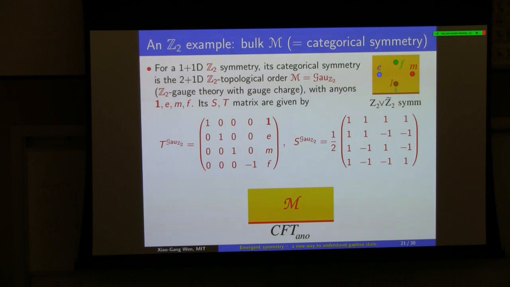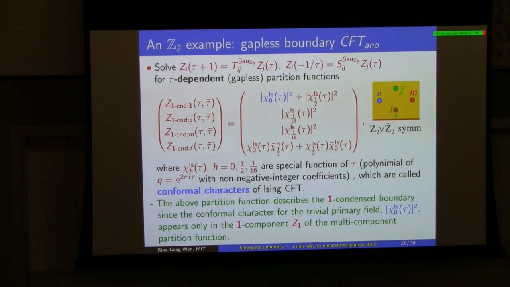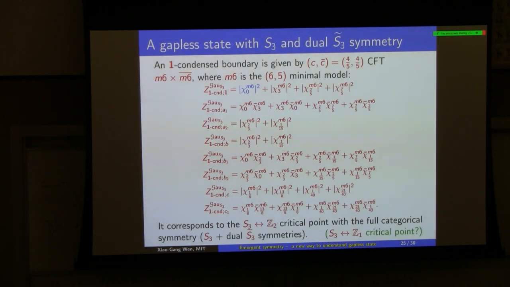And let me just flash something. For example, if you do this for the Z2 Ising model example, the bulk is a Z2 gauge theory, and we want to find the boundary vector-like partition function which transforms covariantly. Well, for Z2 gauge theory, there are four anyons in the bulk, so the partition function has four components. Using this knowledge of conformal characters, we can really obtain this kind of multi-component partition function. And maybe I can flash some results. Even for the S3 symmetry, we can get a more general thing, and we can determine what kind of conformal field theory describes this S3 critical point.